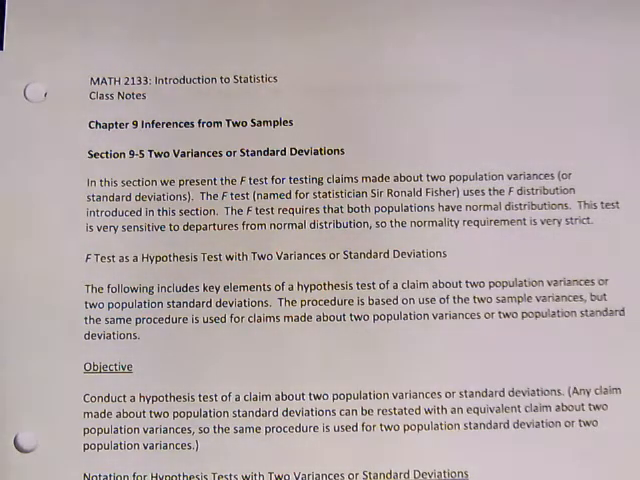Now the F test requires both population variances to have normal distributions. Now this test is very sensitive to departures from normal distributions, so the normality requirement is very strict.